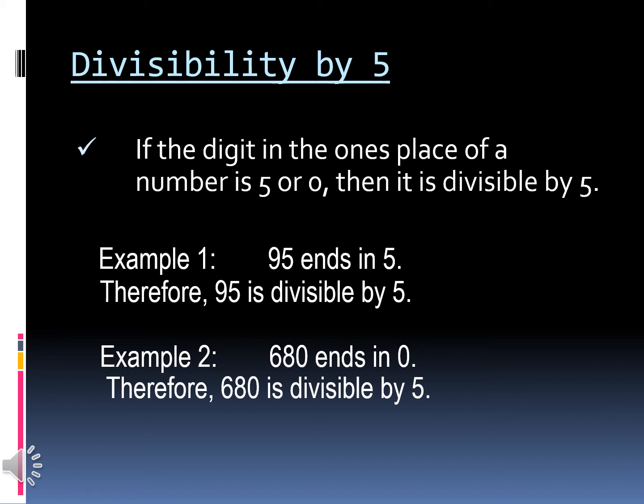So you can think of any other number like 33. 33 ends with 3. So the last place is neither 5 nor 0. So 33 is not divisible by 5. So this is how we check the divisibility rule of 5.